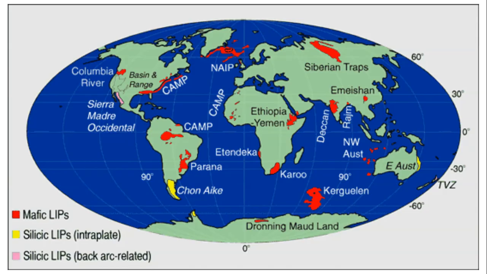All right, these are also known as large igneous provinces. So there's mafic and silicic LIPs. You can see where some of these are located around the world.